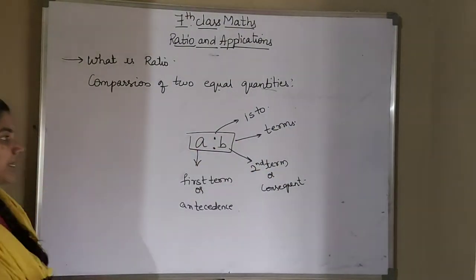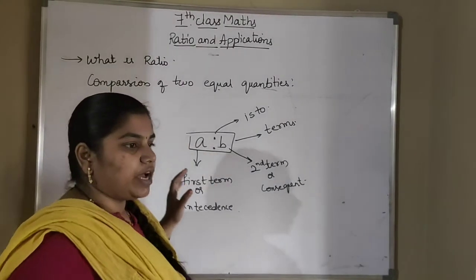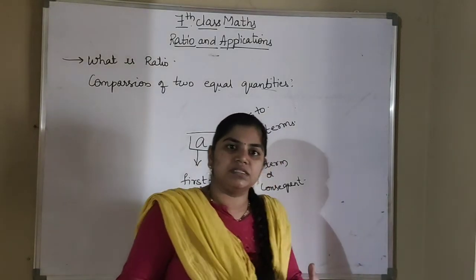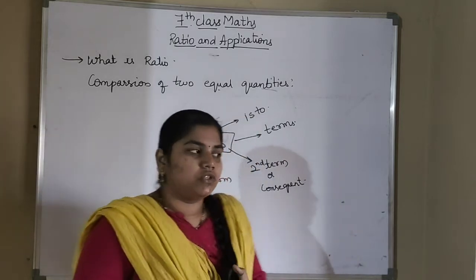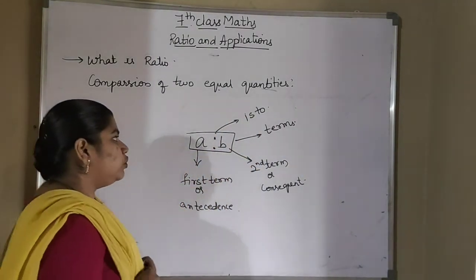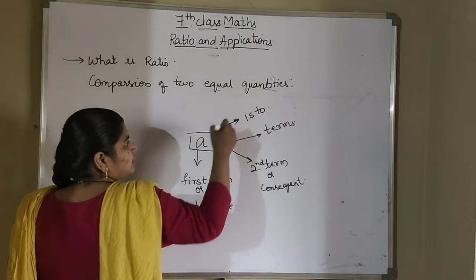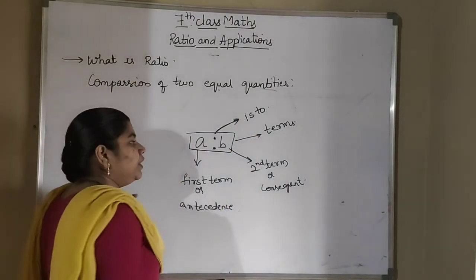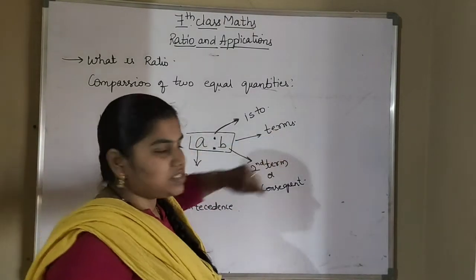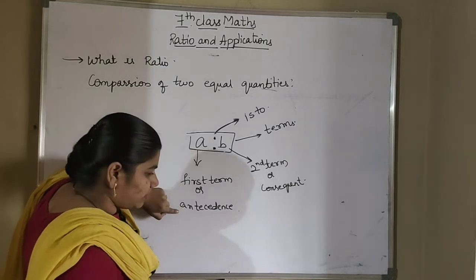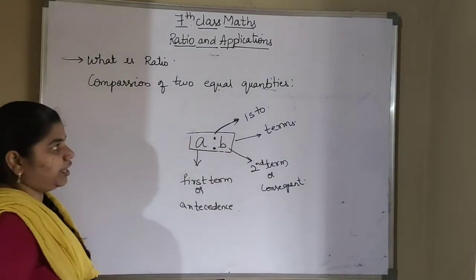So this is called ratio. What do you mean by ratio? Ratio is a comparison of two equal quantities. If you are comparing the height with the other person, you will compare height only. Height with height only, weight with weight only. Ratio is denoted with two dots, and these two dots we call "is to". In this, A and B are called terms, and A is called the first term or antecedent and B is called the second term or consequent. So this is about ratio.